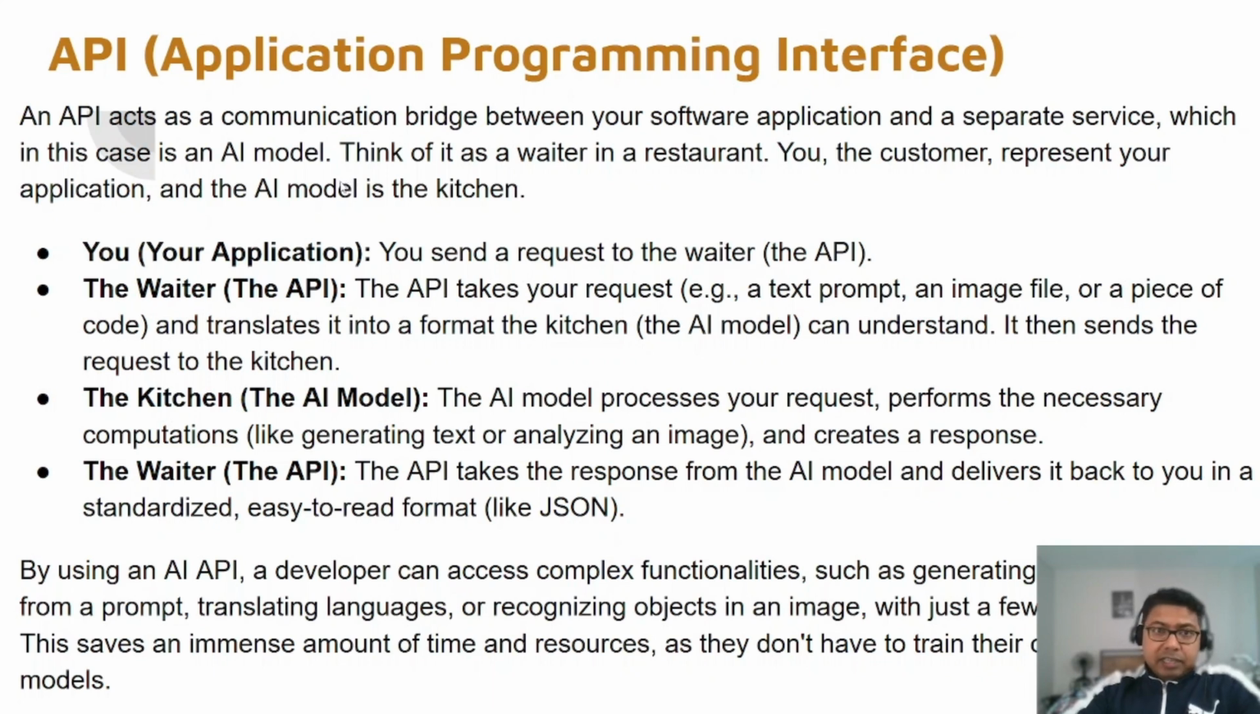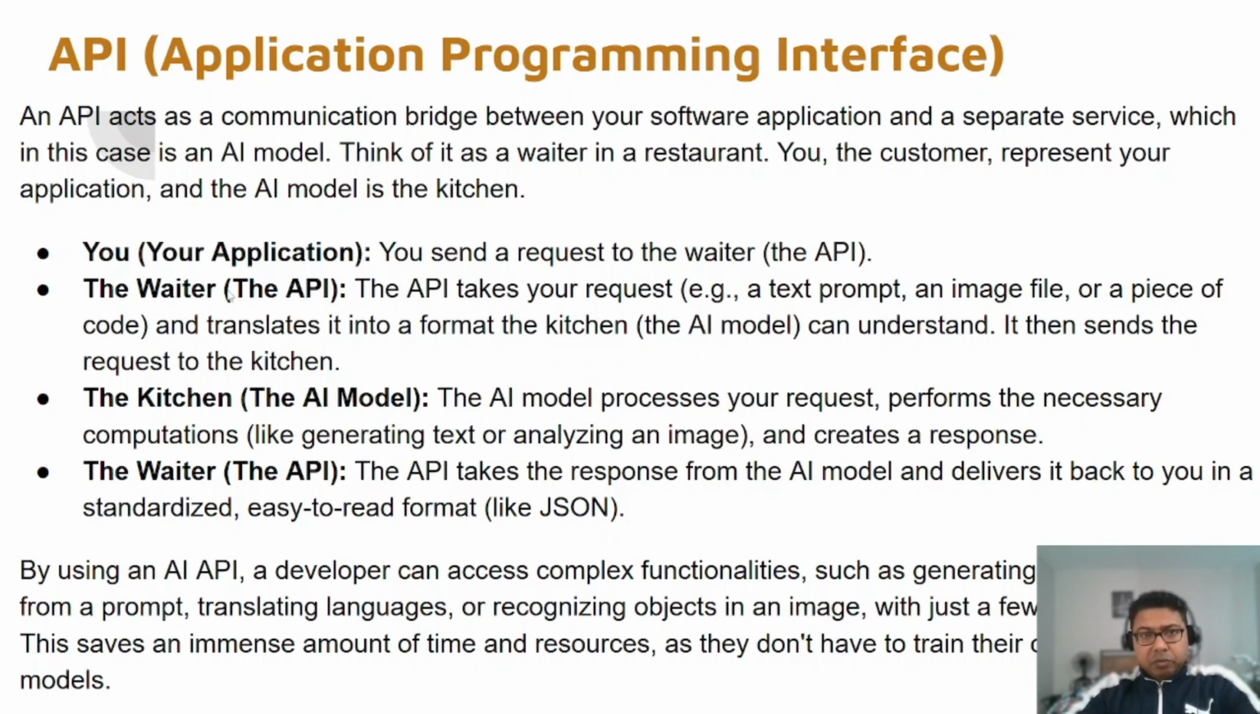Okay, now let's give an example. This is a very good example to understand how it works. Say we are the person who sends a request to the waiter. We are in a restaurant, we need food that will come from the kitchen, right? But how will we connect to the kitchen? We can connect to the kitchen through the waiter, and that waiter is the API here. So we give our information, meaning the request. It may be a text prompt or image or maybe code, whatever it is.